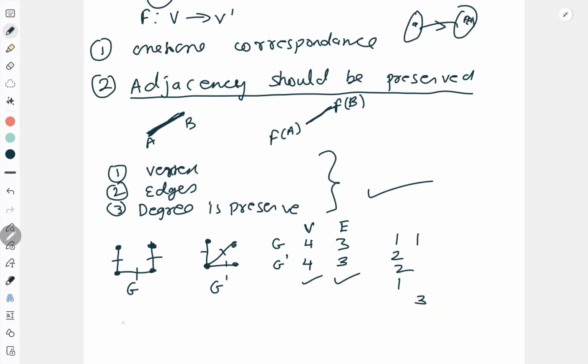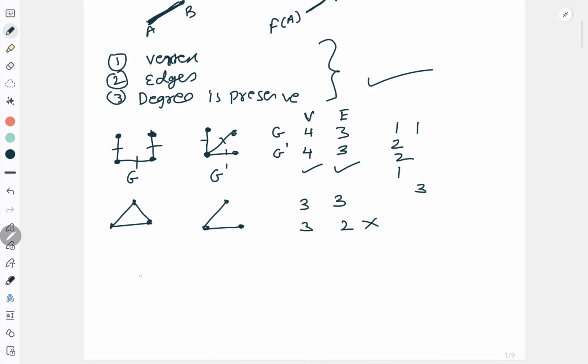Correct. Now look at another example. Suppose this is G, and this is G dash. It is very clear that they are not isomorphic, because the number of vertices is the same, 3 and 3, but what about edges? I have 3 edges and 2 edges. Because of this reason, these two are not isomorphic. Easy? So this is how you have to do the questions. Now let us see one more question here. Now suppose I have a graph like this.